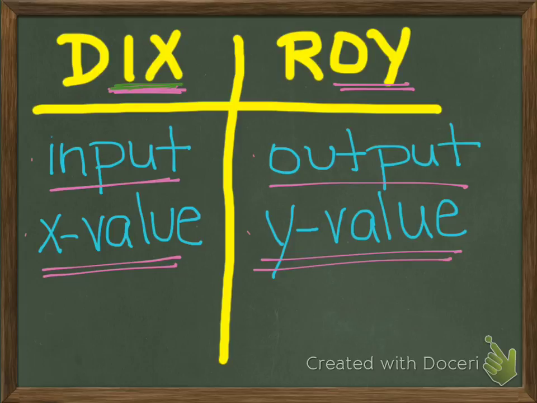Dixon-Roy: our I and our X are our input and our X value. And then we have Roy, where the O and the Y stand for our output and our Y value. So like I said, we have to be mature about this. It's called Dixon-Roy. The reason I call it Dixon-Roy is because in 7th or 8th grade, you will learn what the D and the R stand for.